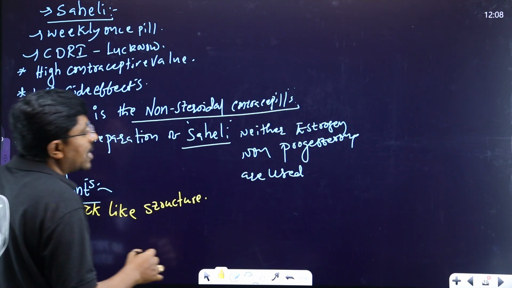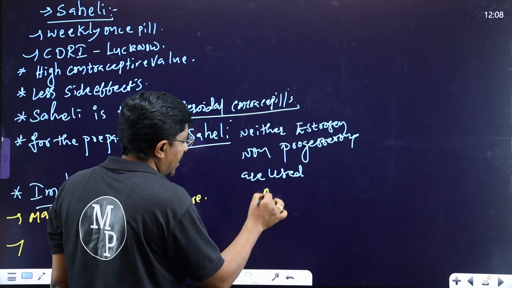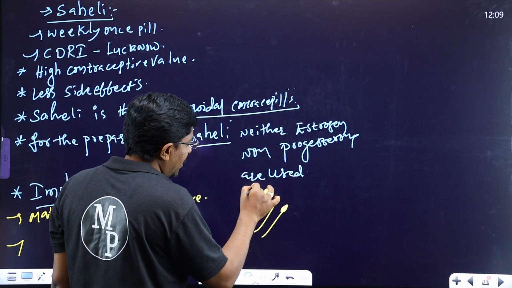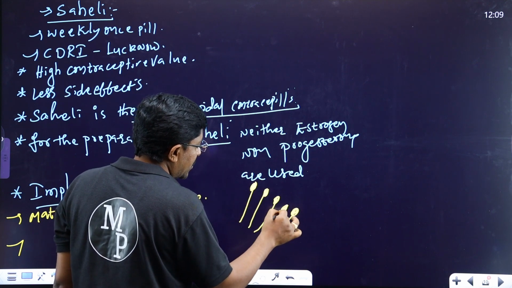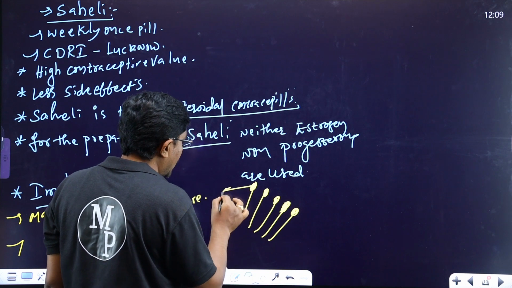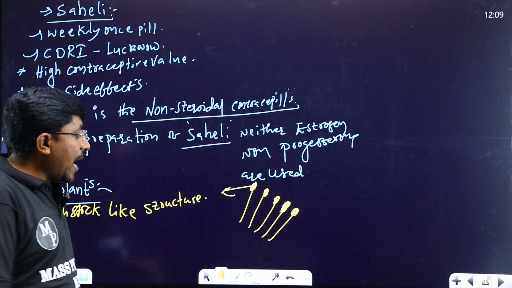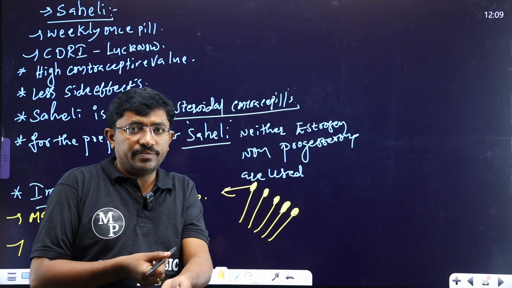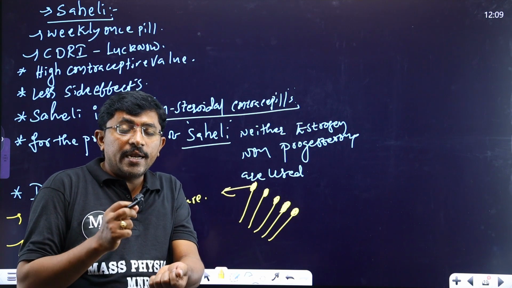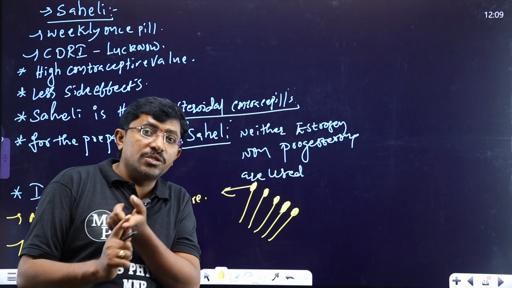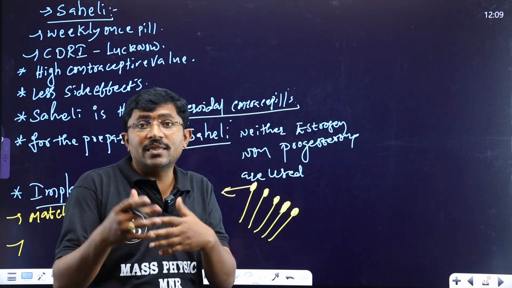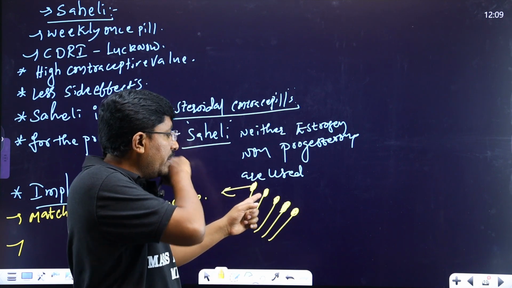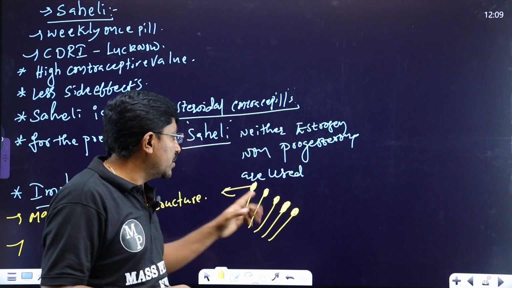Okay, this is the implant. At the tip of this implant there is a swollen structure. Within the swollen structure, the hormones are filled, and these matchstick-like structures are inserted below the skin. Depending on the gap you want between two children, or to delay the pregnancy, chemicals are filled within the implants for that duration. Understood? It is very clear.